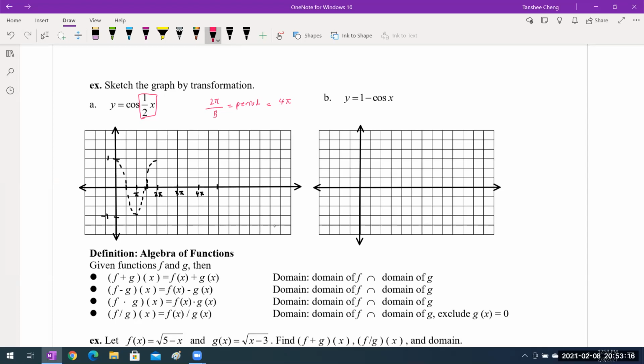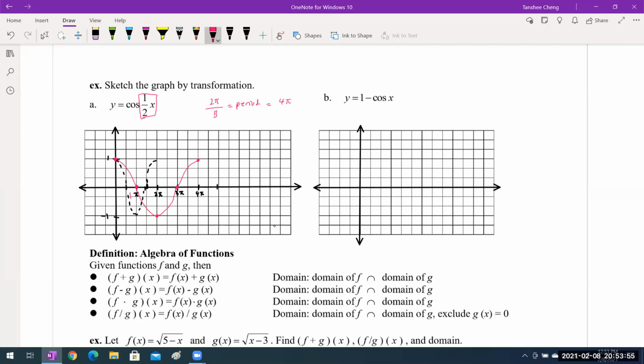See, notice that this is the parent graph, the one that I drew in black, dotted. So now I have at 0 it will be 1, that point doesn't change. Because as you stretch it by a factor of 1/2, it's a 4 pi period now. So I have my 5 easy points: at pi it will be 0, 2 pi will be -1, 3 pi will be 0, and then 4 pi will be 1 again. So this is how it's going to look after stretching horizontally from the parent graph that I drew in dotted.